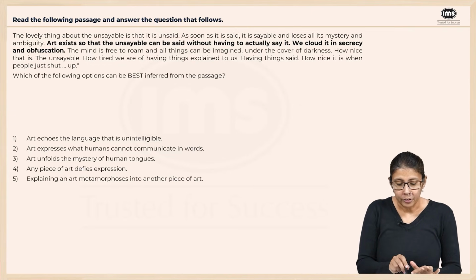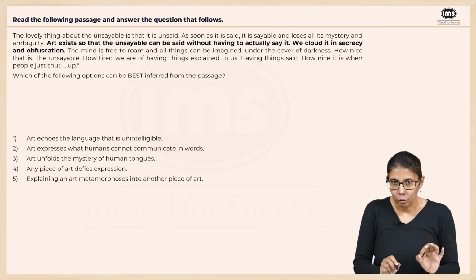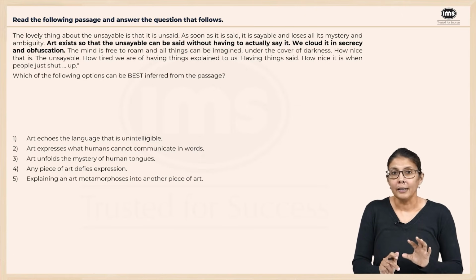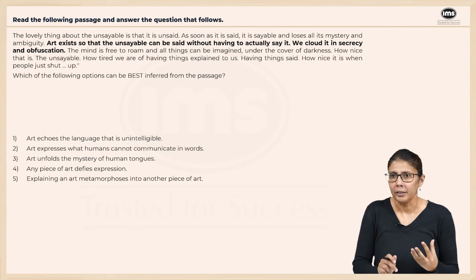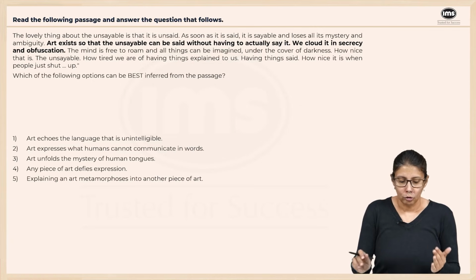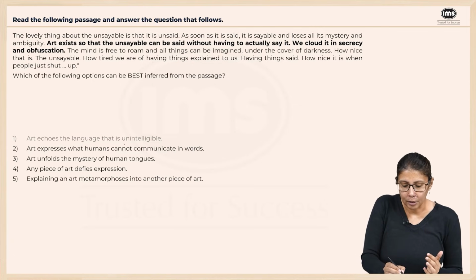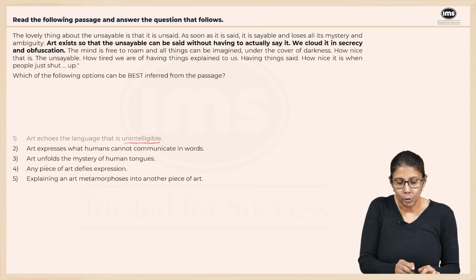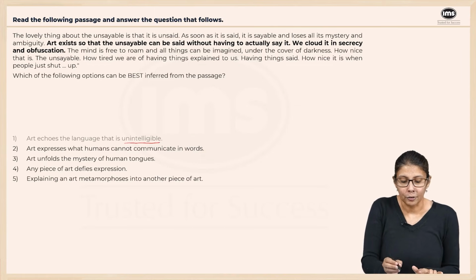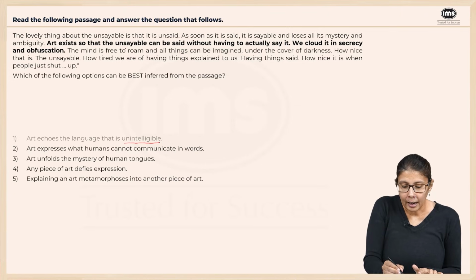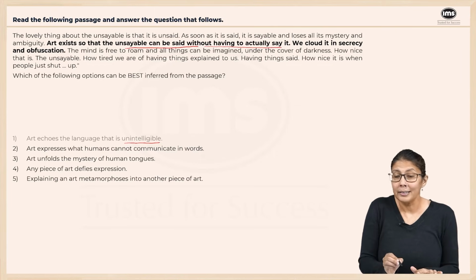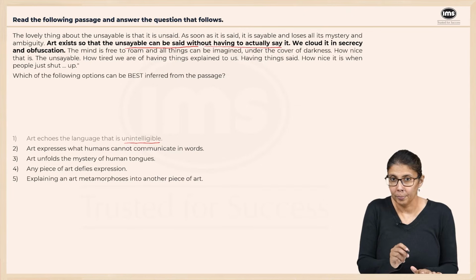Art echoes the language that is unintelligible. So first of all, we're not trying to say that art is unintelligible in the sense that we cannot understand it. Yes, there is a bit of mystery to it, but it still communicates something. So option 1 therefore is out, primarily because of the word unintelligible. Option 2 says art expresses what humans cannot communicate in words. So is art expressive? Yes. The unsayable can be said without having to actually say it. So it does express something without using words, without having to say it. So option 2 looks pretty good.